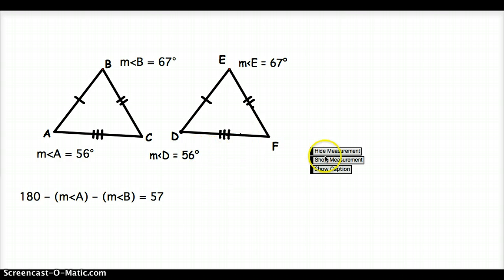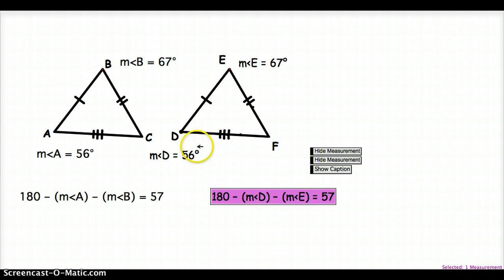Okay, what about over here? Is that going to work out the same? Yeah, the same thing. 180 minus 56 and 67, and they're both 57.